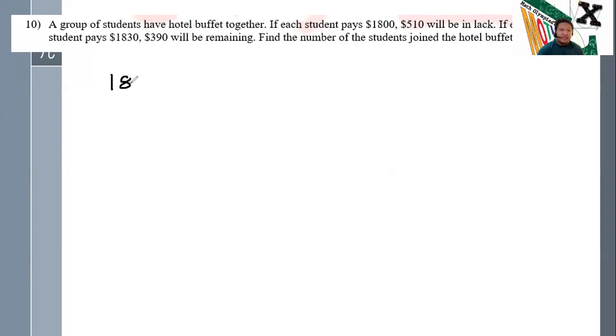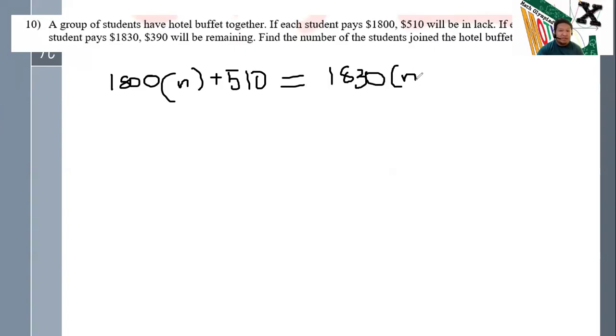So 1,800 times the number of students, let's say n, there will be a lacking of 510. So the money should have 510 more, because it's less than the value that we wanted to have. This is equivalent to 1,830 times the number of students minus 390, because there will be an extra 390. So this one is the formula for the cost of the buffet.